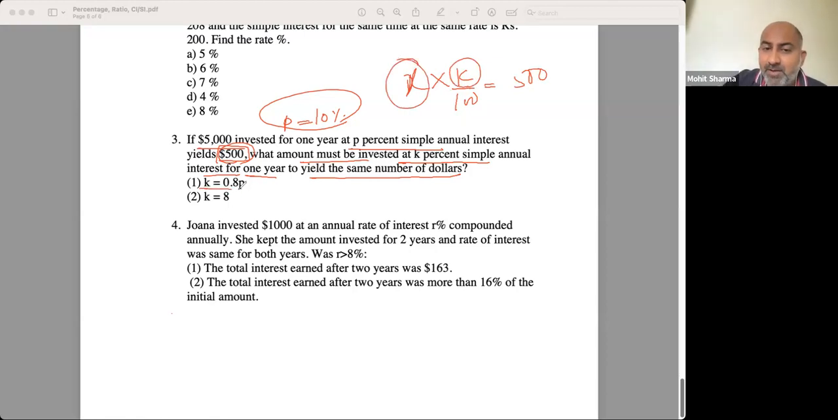Okay, K is equal to 0.8 of P. P is 10%, so K would be 8%. This is sufficient. Second one also says K is 8. That straight away says it, so this is also sufficient. D would be the answer.